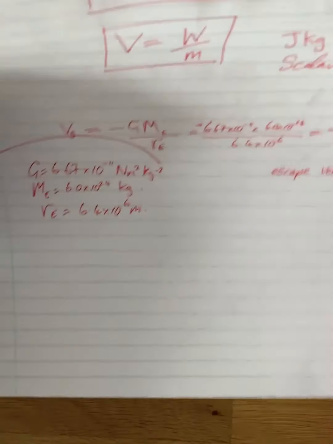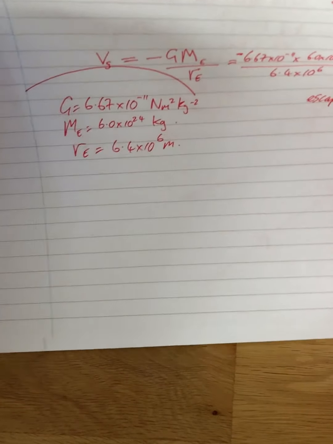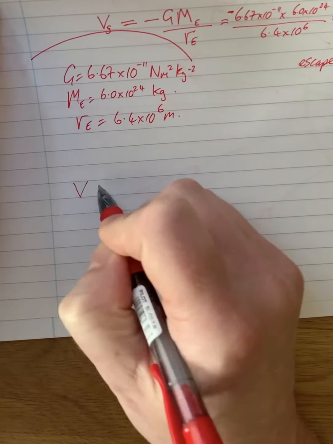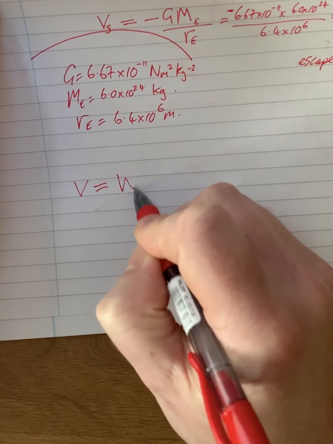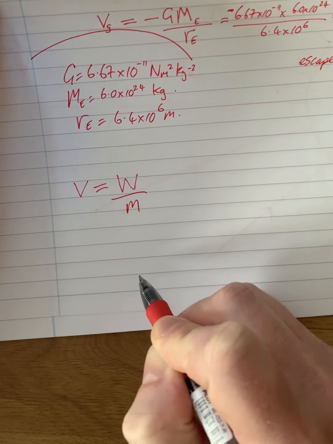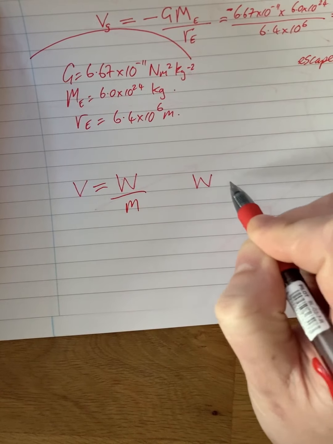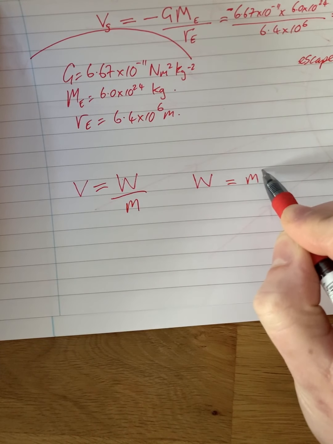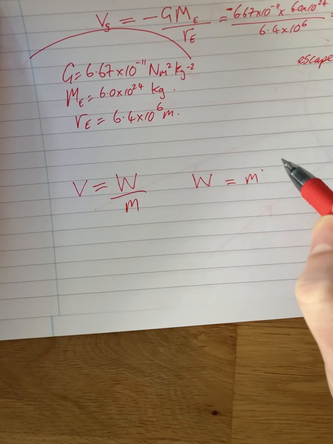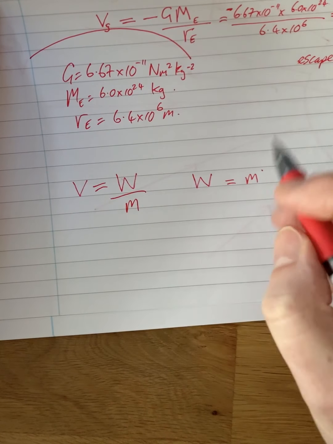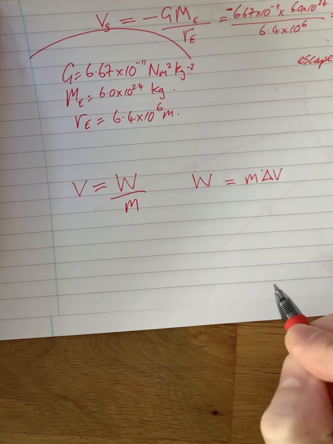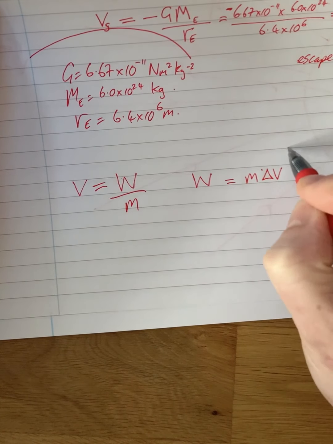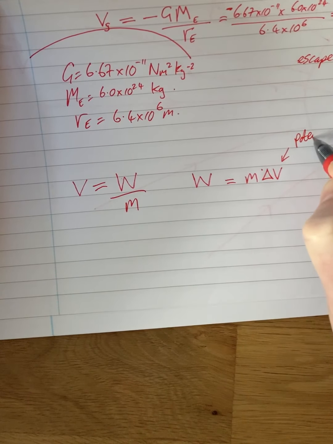In fact, one more thing, just to tie this nicely in. If I say that the potential is the work done per unit mass, you can work out the work done by doing mass times the potential, but it's not just the potential. Usually you're going from one potential to another, so you're working out a change in potential, and this is your potential difference.